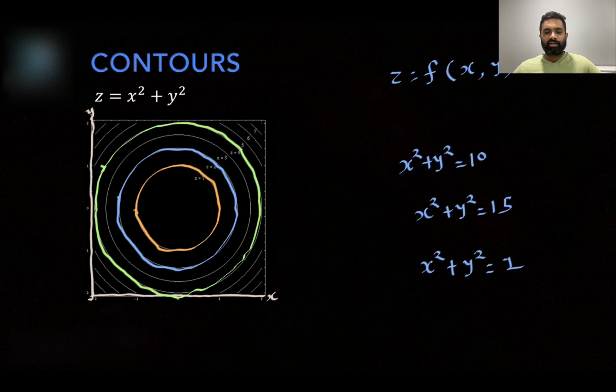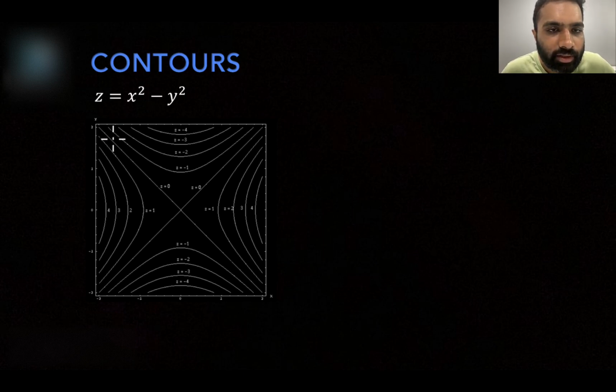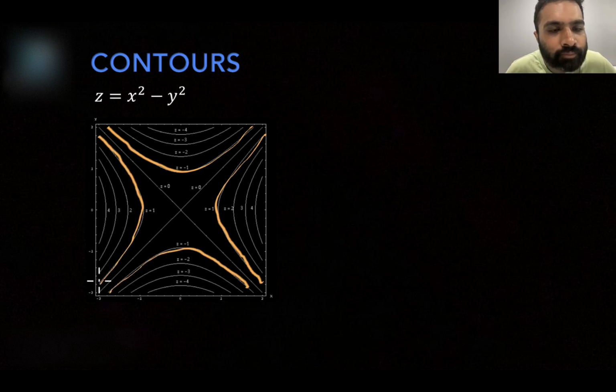Similarly, if I consider another function, x square minus y square, I will draw the contours something like this. For the innermost, x square minus y square equal to 1, all the points consisting of x square minus y square equal to 1, I will draw using the orange curve. So this is z equal to 1 points, and this is also z equal to 1 points, and so on for each branch.